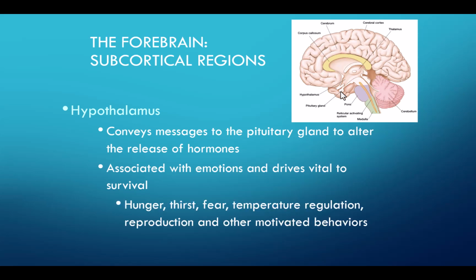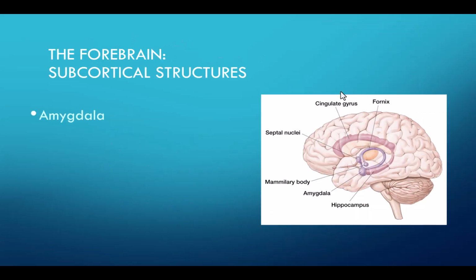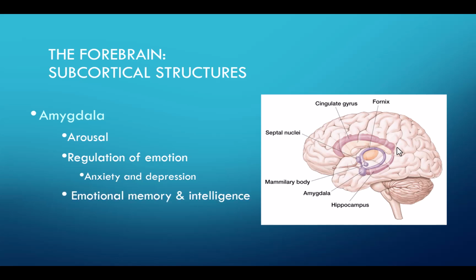The hypothalamus also regulates temperature, the autonomic nervous system, and many of our other biological clocks besides temperature and sleep. The amygdala, which sits here right at the end of the hippocampus, is involved in arousal. We also know it plays a role in emotion, maybe the regulation of emotion. Because of this, it seems to have a role in anxiety and depression. It's also been shown to be involved with emotional memory and intelligence.